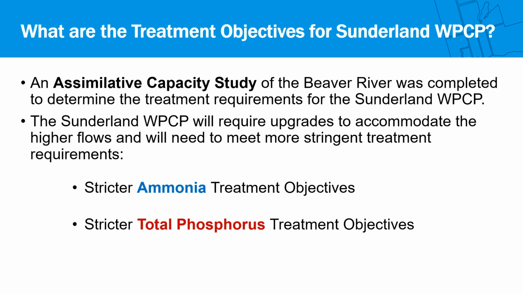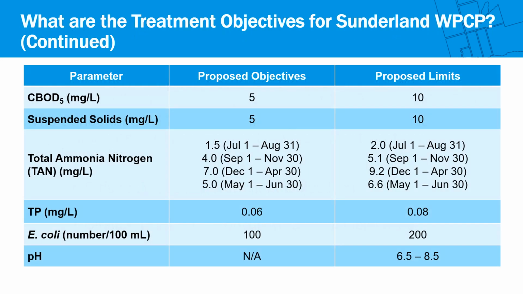What are the treatment objectives for the Sunderland WPCP expansion? To figure this out, the region completed an assimilative capacity study of the Beaver River, where treated effluent from the WPCP is discharged. To minimize impacts to the river, it was concluded that the Sunderland WPCP expansion will need to meet more stringent treatment requirements for ammonia and for total phosphorus. This table shows the treatment objectives and limits proposed for the Sunderland WPCP. These are proposed to minimize impacts to the water quality of the Beaver River.